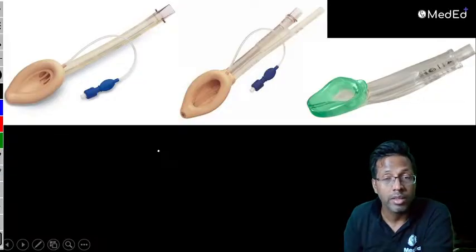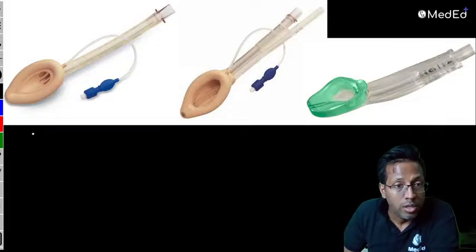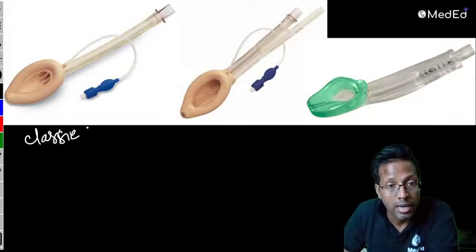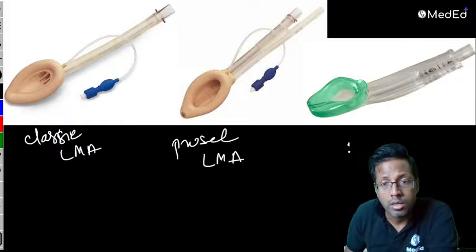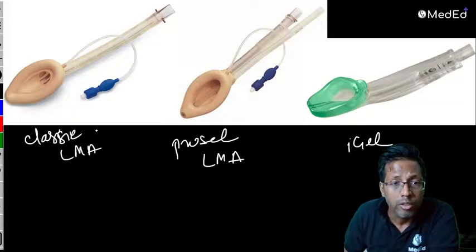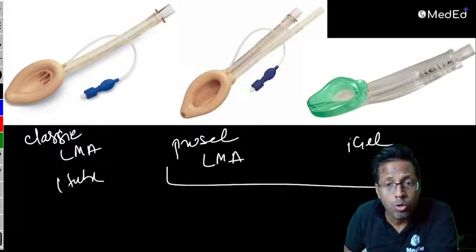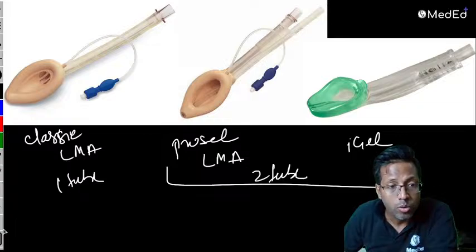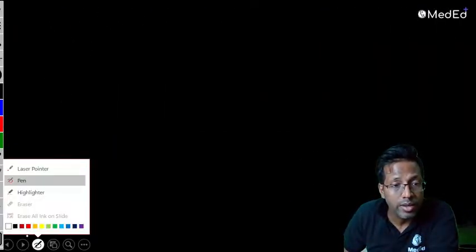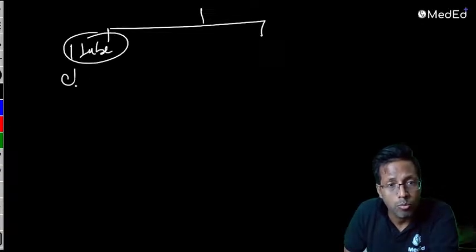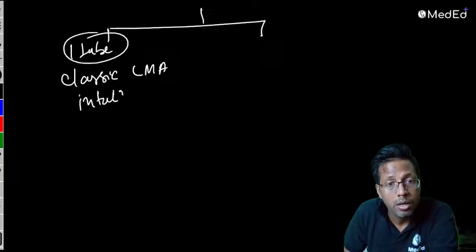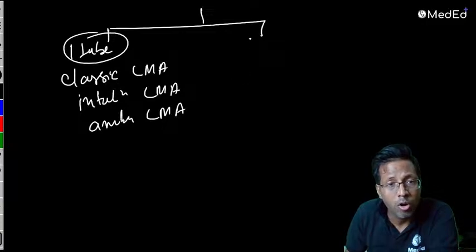Next, coming to the laryngeal mask airway. This was a question asked in INI-CET also. The first one that you see is called a classic LMA. The second one is called a ProSeal LMA, and the third one is an i-gel. The difference: the first one has one tube, the other two have two tubes. So when you classify a laryngeal mask airway, you classify them basically into having one tube or two tubes. Routinely, most of them are one tube, like the classic LMA. If you take the intubating LMA, AMBU LMA, flexible LMA, all of them are one tube.